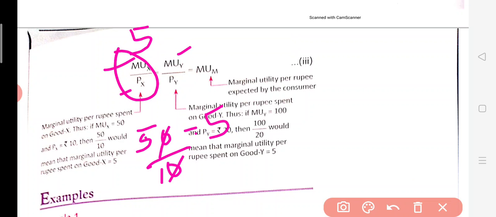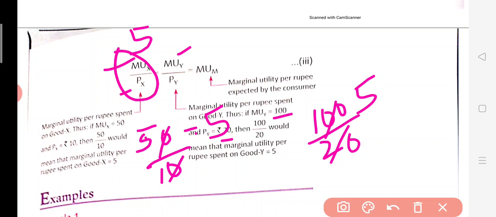Same way they are calculating for this MUY upon PY. So, marginal utility of Y divided by the price of Y. So what will it be? Here MUY is 100 and the price is 20, so it will be 100 by 20. If you cancel it out, this will also be 5. So here this 5 is equal to 5 here. If we assume that the marginal utility of money, MUM, is also 5, then all the three things become equal. So in this case the consumer will be in equilibrium.